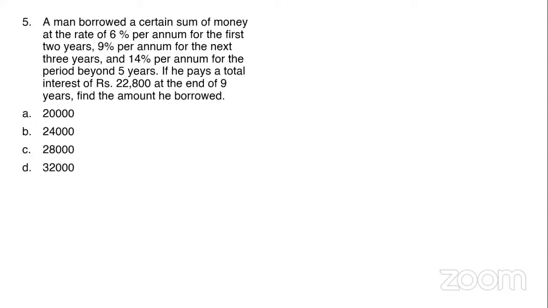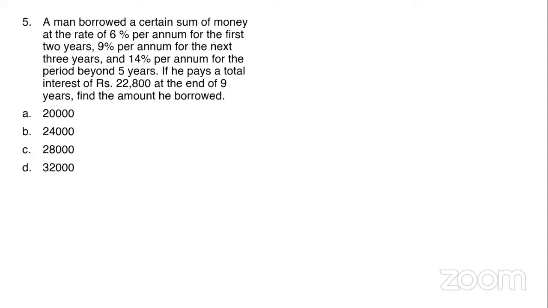Okay, the question is: a man borrowed a certain sum of money at the rate of 6% per annum for the first 2 years, 9% per annum for the next 3 years, and 14% per annum for the period beyond 5 years. If he pays a total interest of rupees 22,800 at the end of 9 years, find the amount he borrowed.